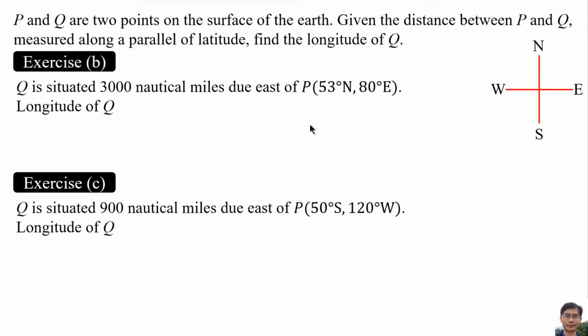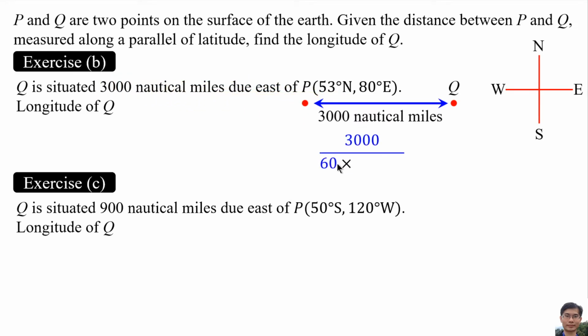Exercise B, let's say this is point P. The east of P is Q. The distance is 3000 nautical miles. Change it to angle, divided by 60 times cos the latitude, cos 53 degrees, and we get 83.08 degrees. So the longitude of P is 80 degrees east. The difference is 83.08 degrees. So the longitude of Q is 80 plus 83.08, and we get 163.08 degrees east.